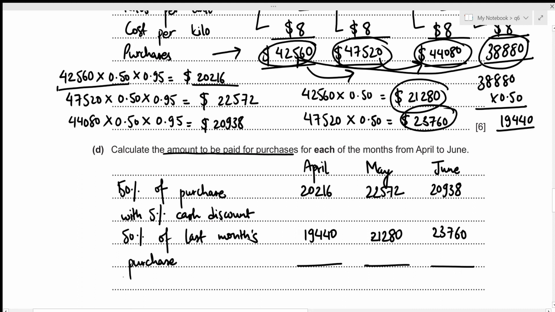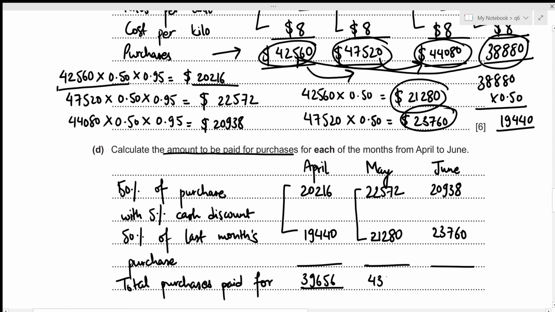That's going to be total purchases paid for. In the month of April, that's going to be the sum of 20,216 and 19,440, which results in 39,656. For the month of May, that's 22,572 plus 21,280, which results in the value of 43,852. And for the month of June, that's the sum of 20,938 and 23,760, which results in the value of 44,698. This concludes the fourth part of this question.